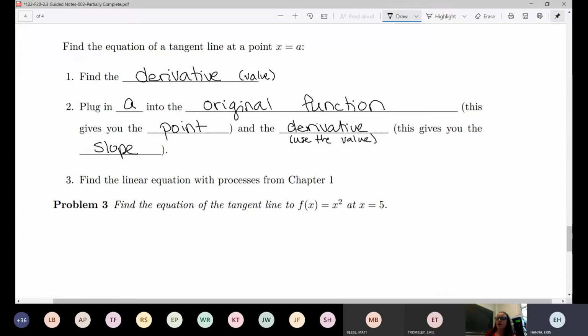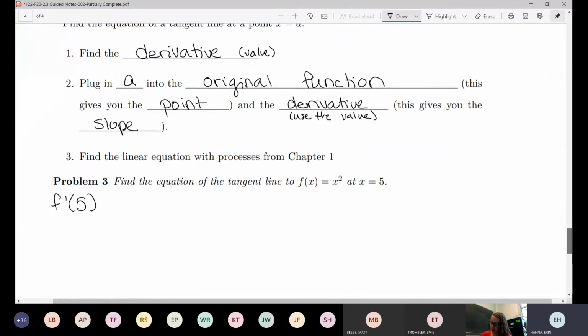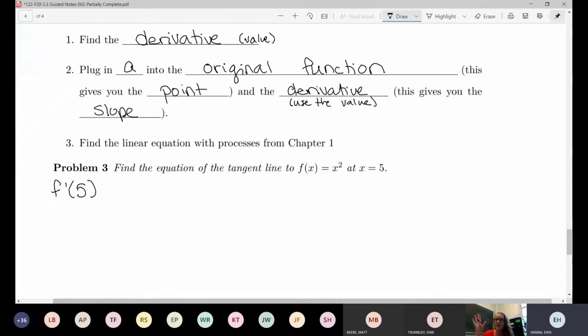calculator. So find the equation of the tangent line to x squared at x equals 5. So we're going to take x equals 5, and the first thing we're going to do is we're going to find the derivative value with it. So here we don't have the actual full derivative, but we can estimate f prime of 5. And so remember, at this point in time, to do that, we're going to have to use essentially that idea of estimating using the average rate of change.